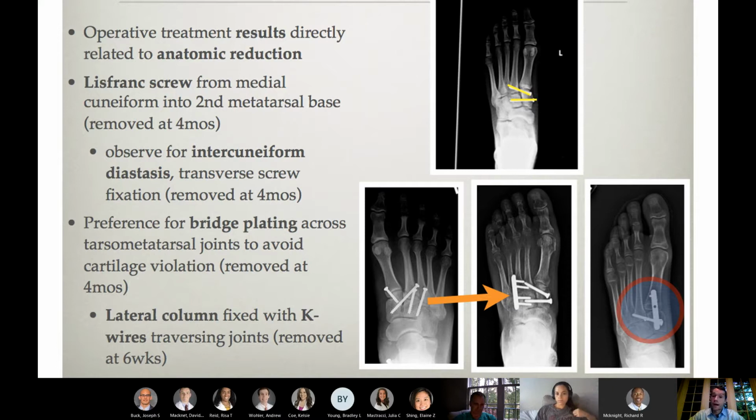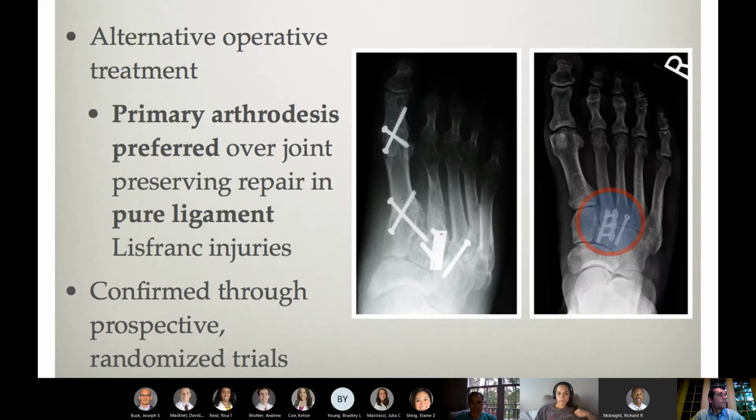We do not have literature to guide us on that. I don't think you'll be tested on it. Primary fusion, as you can see here, is confirmed through randomized prospective trials.